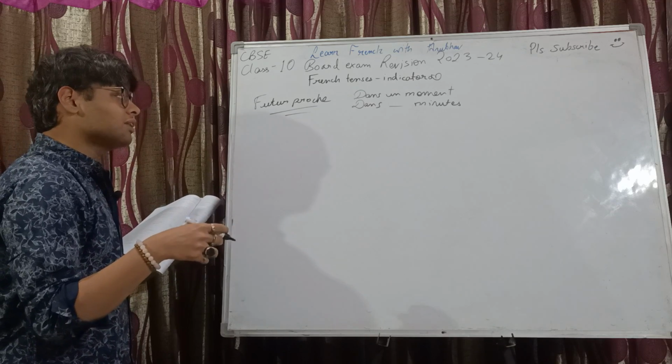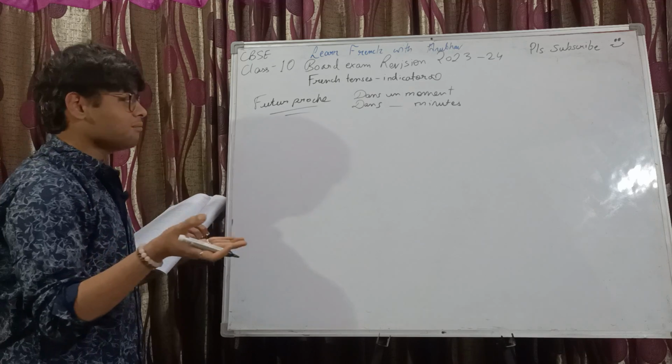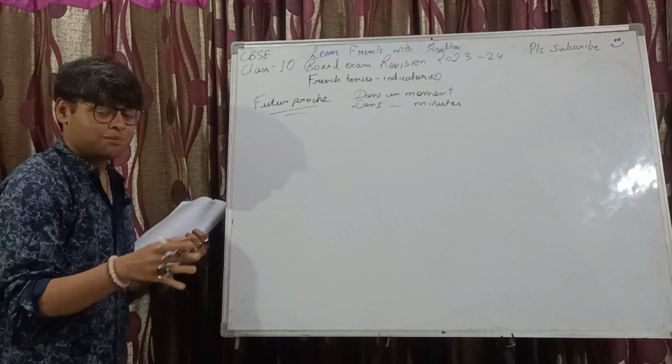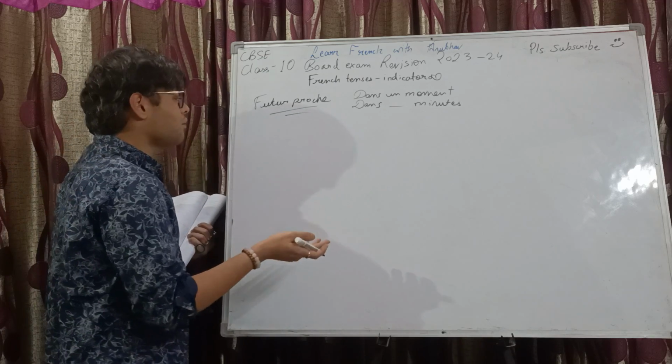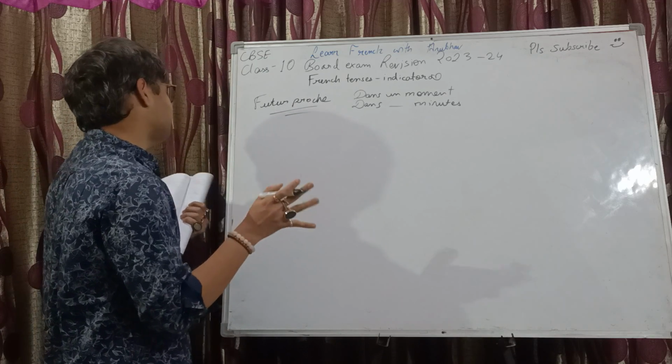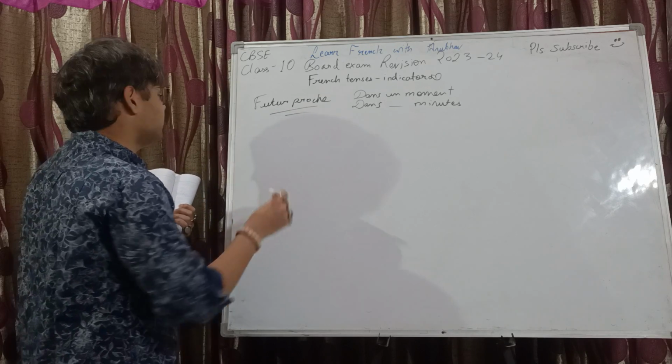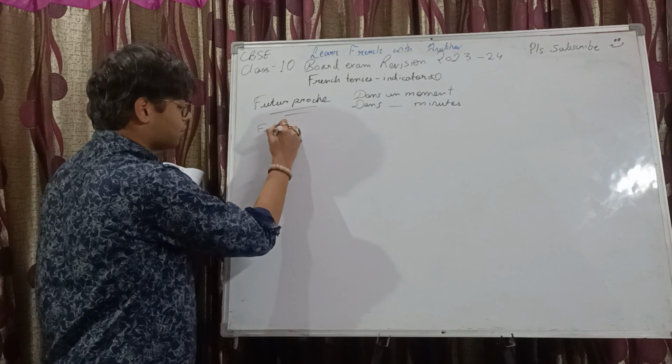I didn't really want to discuss the formation, but let me just mention it. Futur proche formation: subject plus aller present tense conjugation plus the infinitive of the verb. Because I feel that if I don't discuss the formation, that would be a bit incomplete, right? Anyways, now we have futur simple.